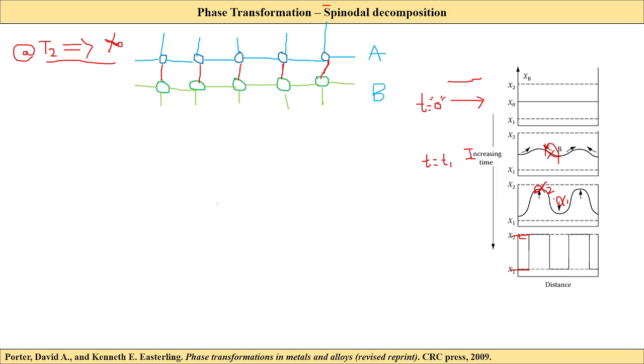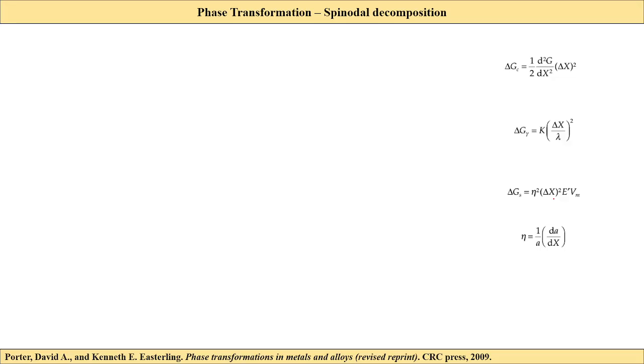Now, coming to the different factors that affect our spinodal decomposition. When we discuss phase transformation, we discussed three parts, right? One is the total volumetric free energy, which is the main reason for any change in phase. The next one is our surface energy, and the third is our strain energy.